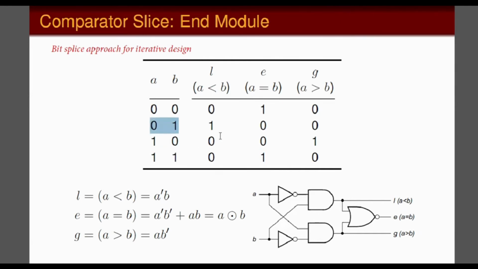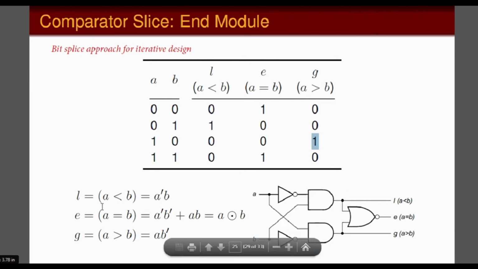If it's 1, 1, the equal function is active. If it's 0, 1, meaning A is less than B, that's why this is 1 and the rest is 0. If A is 1 and B is 0, now A is greater than B. That's why you get this function. So less is basically A bar and B. Equal is actually A bar B bar, or AB, or you use XNOR. And greater is A greater than B.